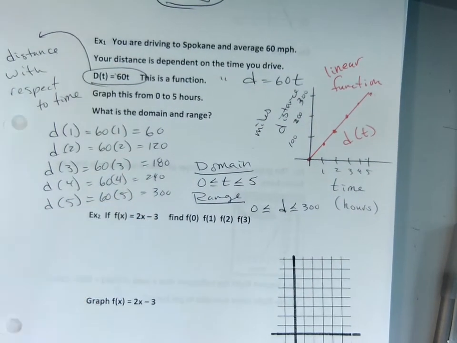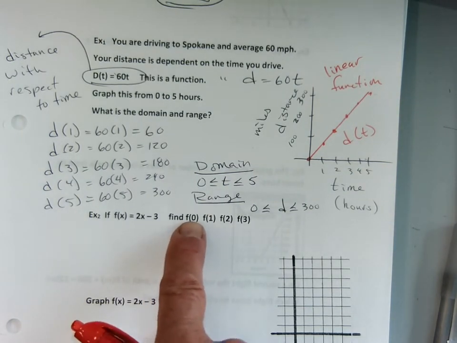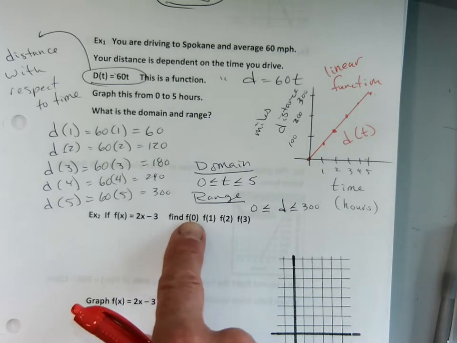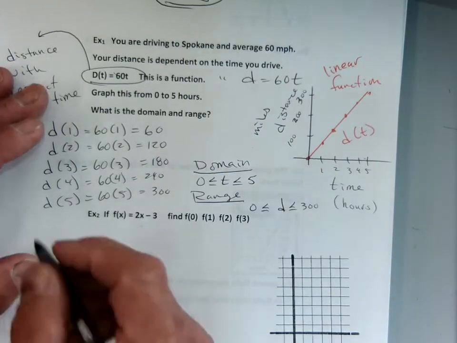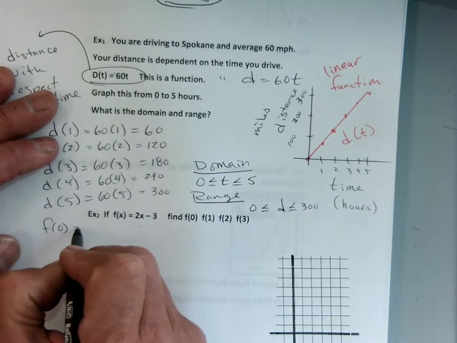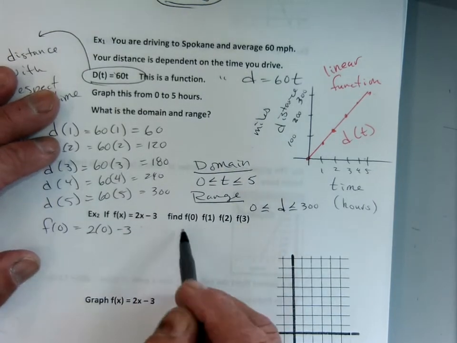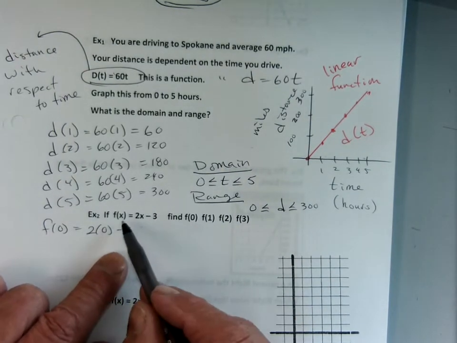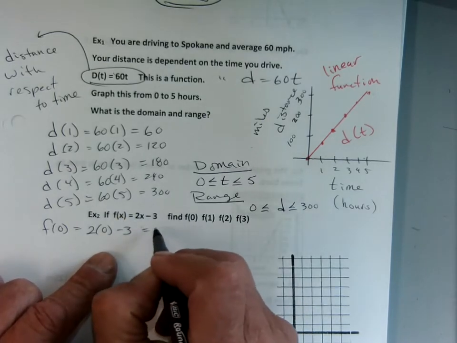Now, example 2. f of x equals 2x minus 3. f of 0 means what? So we're going to plug 0 in. Plug 0 into what? Sure. We're going to go, okay, f of 0 is equal to 2 times 0 minus 3. So the 0 just goes into the x, okay? And of course that's going to give me negative 3, right?